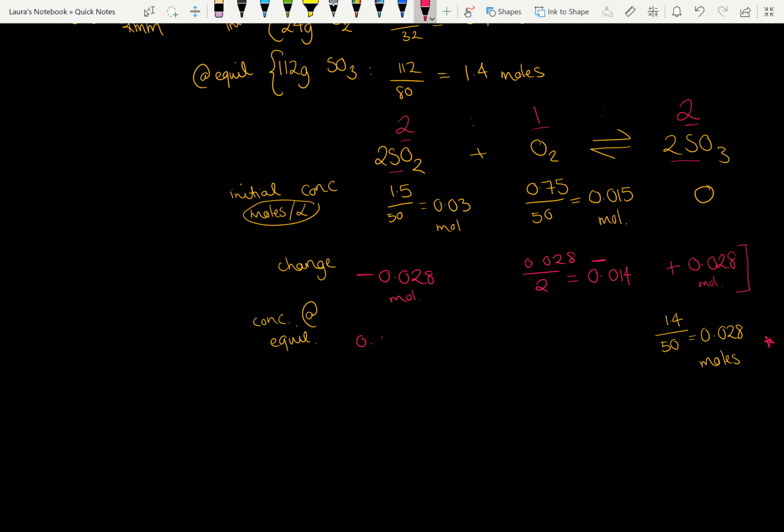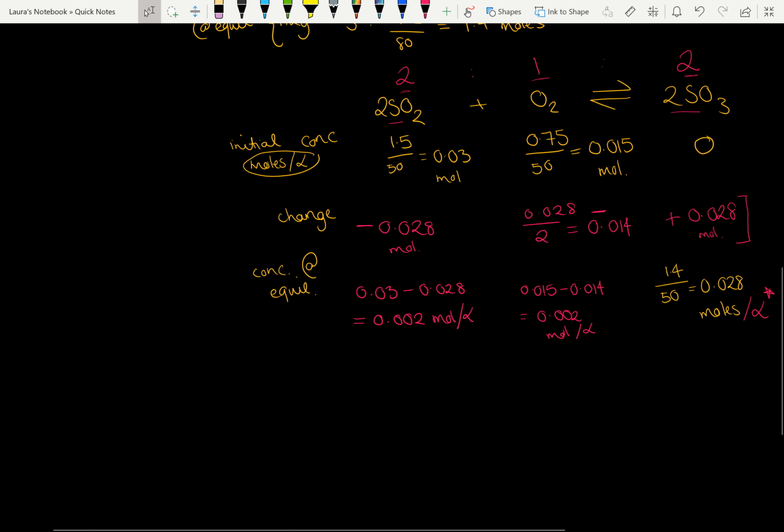So I've got 0.03 minus 0.028 of my sulfur dioxide, and that's going to give me an answer of 0.002 moles per litre. With my oxygen now, I've got 0.015 minus 0.014, and that's going to give me an answer of 0.002 moles per litre. And I've already calculated the 0.028 moles per litre of my sulfur trioxide.